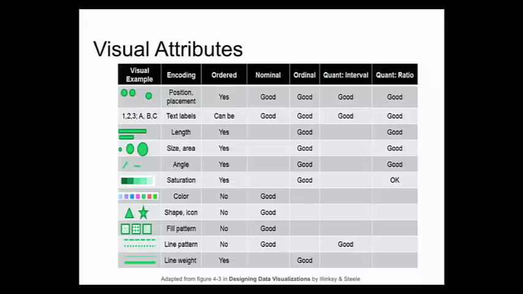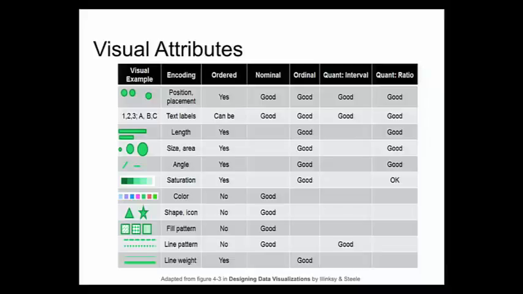Saturation, however, does have order. An ordinal variable has an inherent order to it, so saturation can be used for that. However, there is no inherent order to color, so you wouldn't want to apply different hues of color to an ordinal variable or to a quantitative variable, because they don't map to each other.